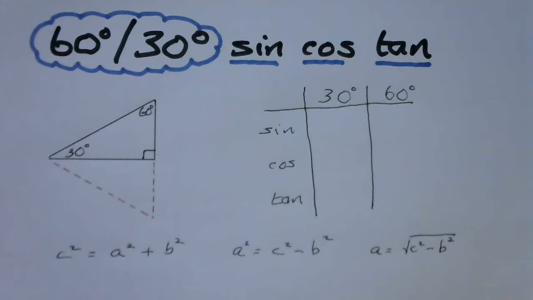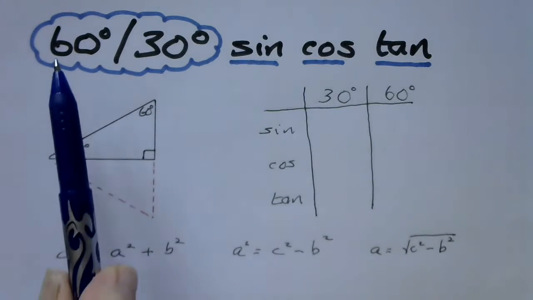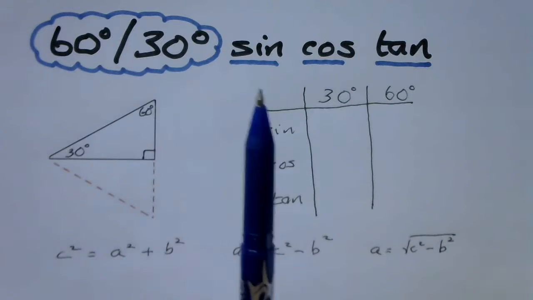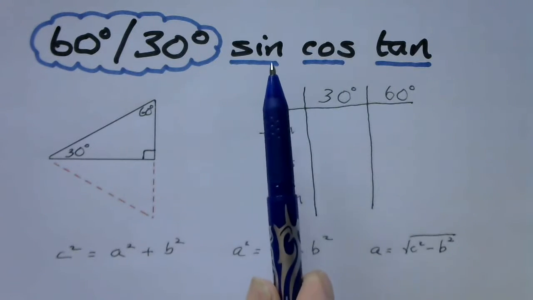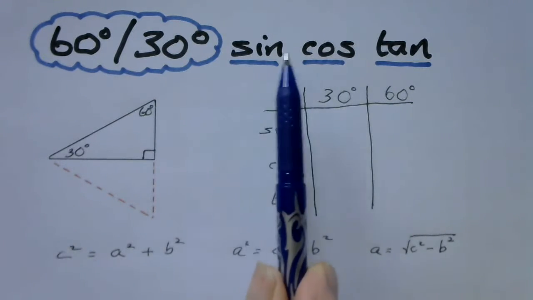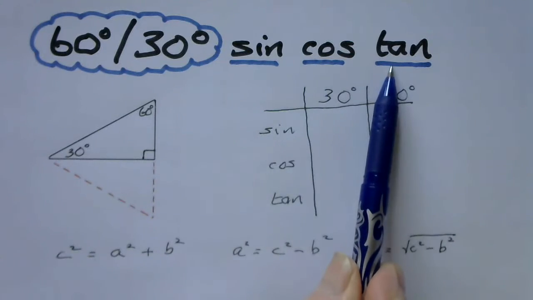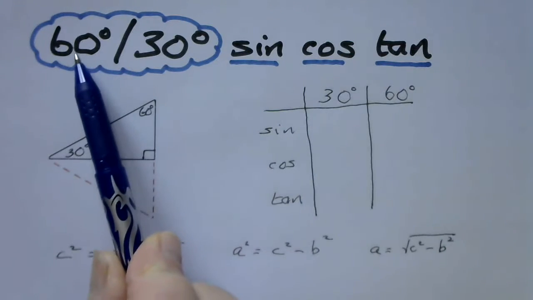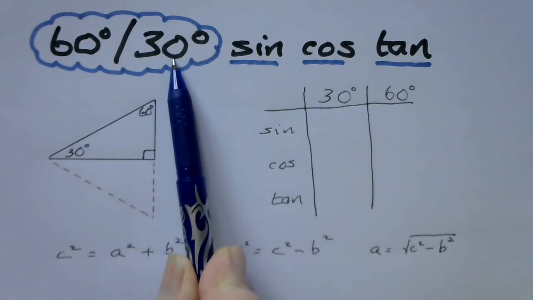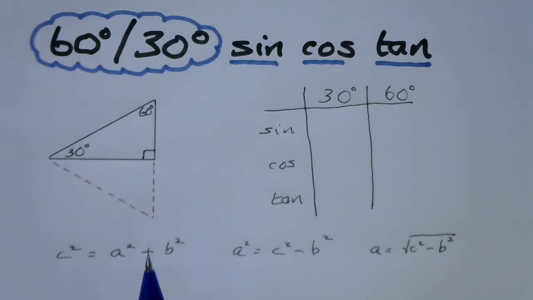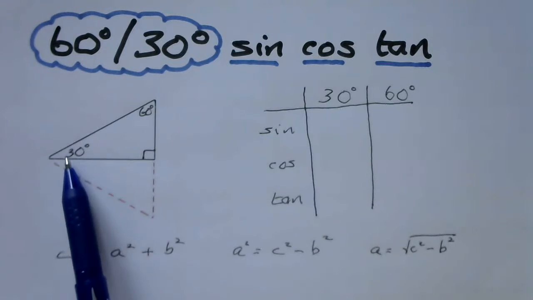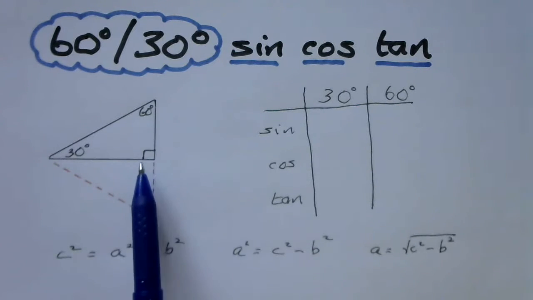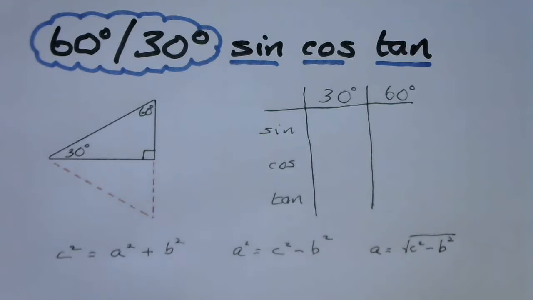Hello, Michael here with a quick video about the 60-30 triangle, and we're going to be looking at the sine, cosine and tangent of both 60 degrees and 30 degrees. So let's have a look at the triangle. Here it is, 30 degrees, 60 and of course this one must be 90.